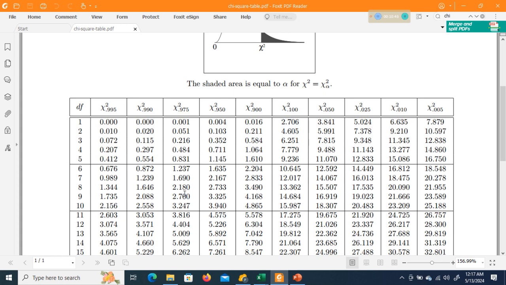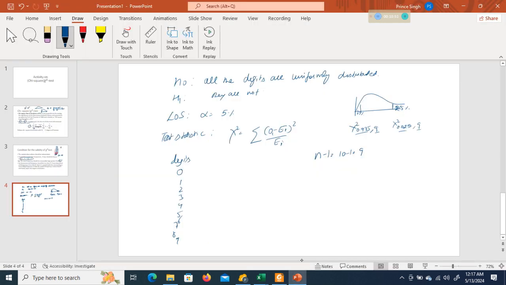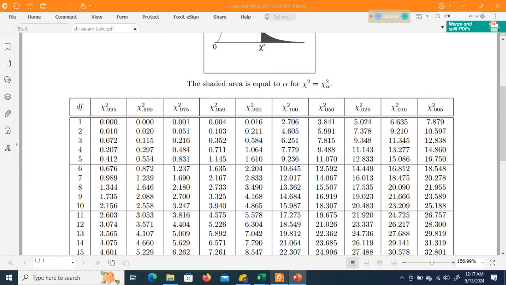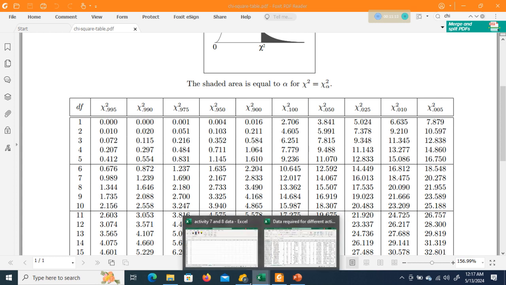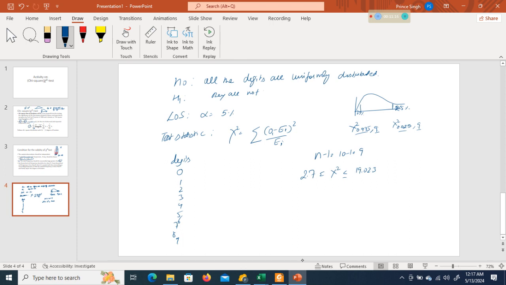So 2.7 to 19.023. If we are applying two tail test. If we are applying only one tail test, then its value is 16.919. So I'm expecting that if the chi-square value is less than 16.919, this is the case of right tail test, and this is the case of two tail test.